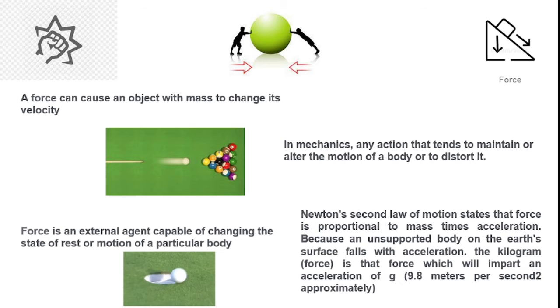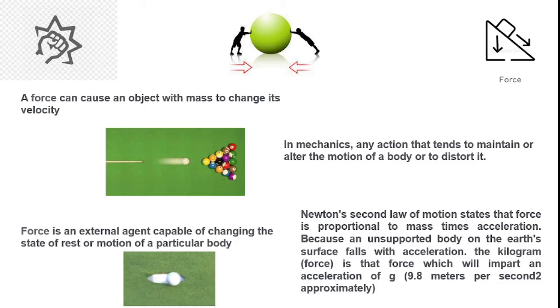According to our scientist Newton, his second law of motion states that force is proportional to mass times acceleration, because an unsupported body on Earth's surface falls with acceleration. Generally, force can be denoted in kilogram meters per second square. The kilogram force is that force which will impart an acceleration of g, generally 9.8 meters per second square.